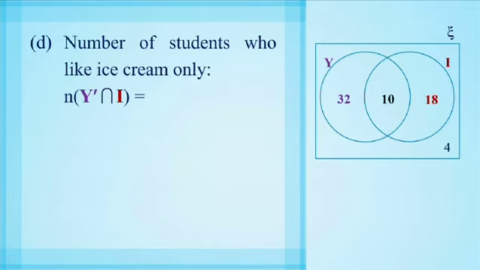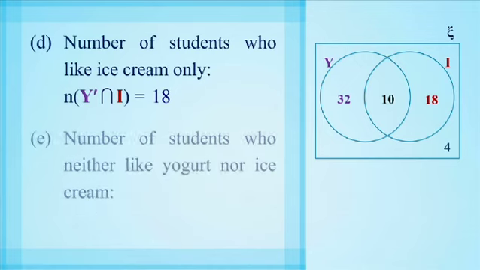The set I contains two cardinal numbers, 10 and 18. The intersection between the two sets is 18. That is, there are only 18 students who like ice cream only. Similarly, we can proceed in the same way. We will see that there are 32 students who like yogurt only.